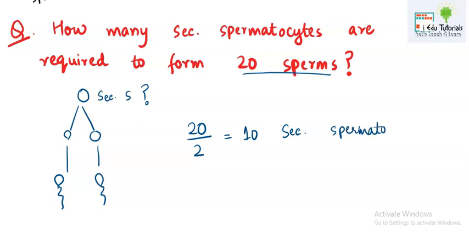Now if a question comes indirectly, like 10 secondary spermatocytes will form how many sperms? Then you need to multiply it by 2. Because one secondary spermatocyte forms 2 sperms, thus 10 secondary spermatocytes will form 10 into 2 equals 20 sperms. So such types of problems should also be practiced by you, because if you do so, you will get 100% marks in that question.